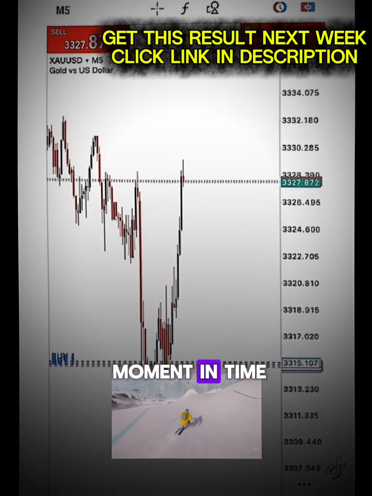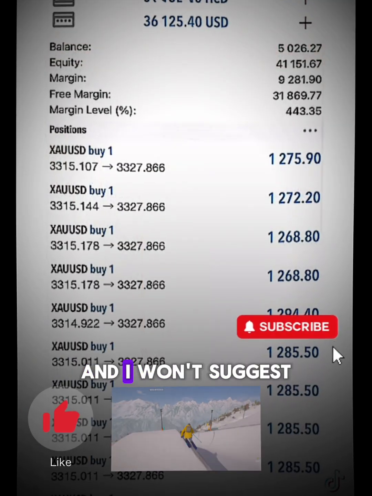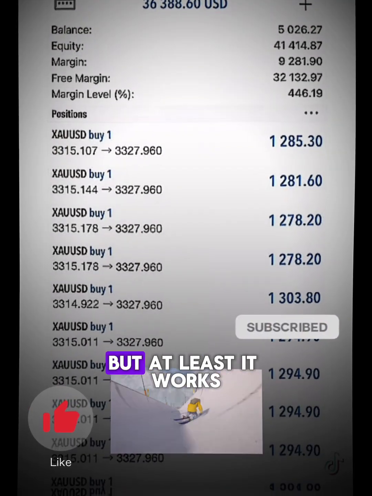So basically at this moment in time, the guy was swimming in profit, and I won't suggest you trade like this, but at least it works.